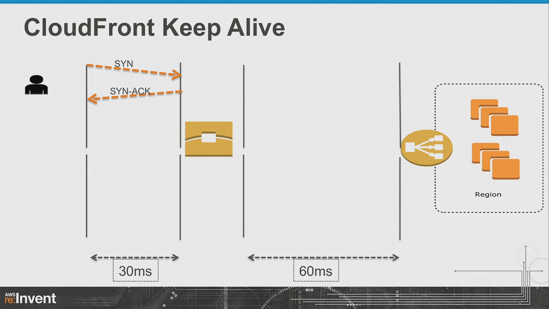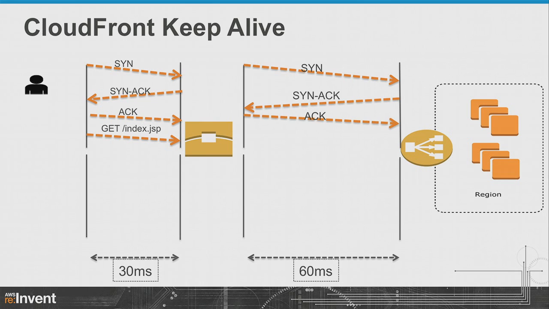He'll do SYN, SYN-ACK, ACK, get index.jsp. This is dynamic content, it's not cached. So CloudFront has to do the same thing: SYN, SYN-ACK, ACK, get index.jsp back to your infrastructure, and data goes back to the user. So our latency is still the same, 360 milliseconds. That's 4 round trips times 30, 120 milliseconds, another 4 round trips of 60 milliseconds each, 240 milliseconds. That's about 360 milliseconds for the first user.